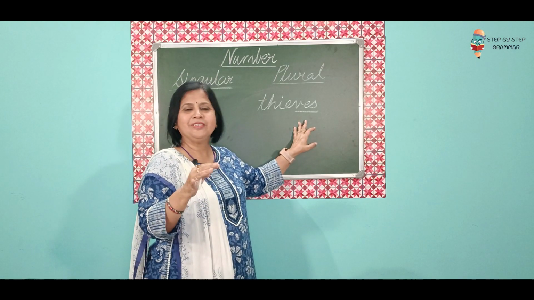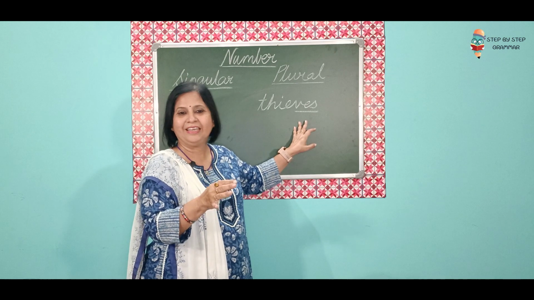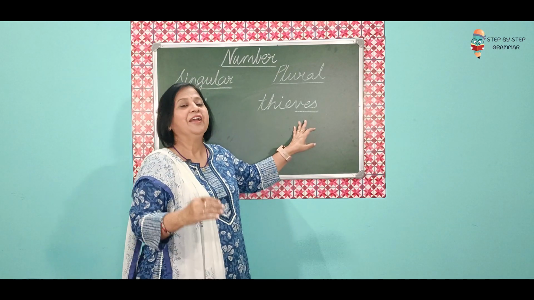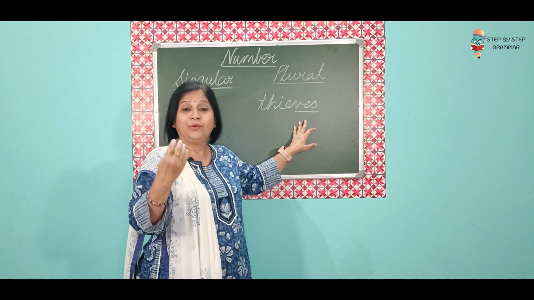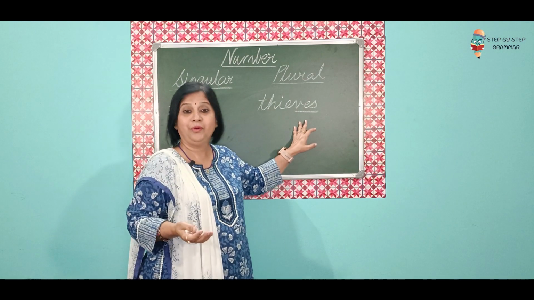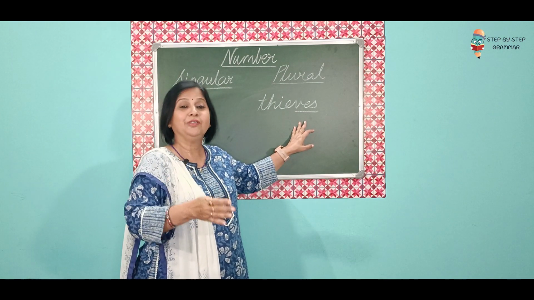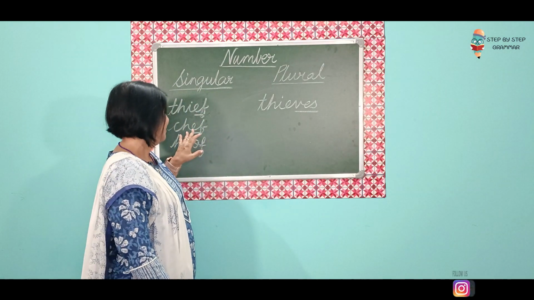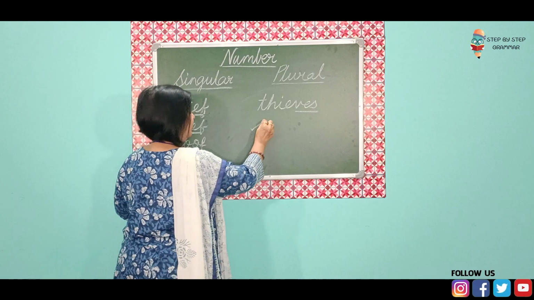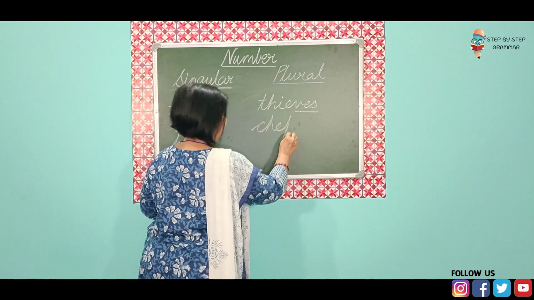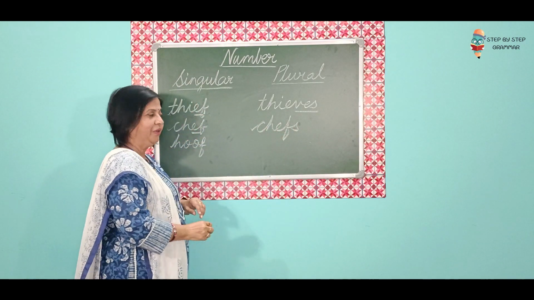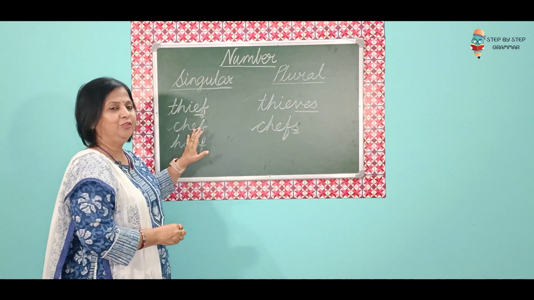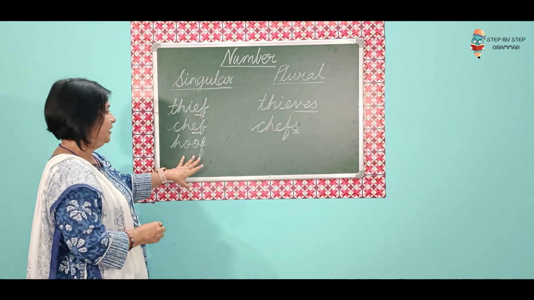English grammar always has some exceptions here and there. The same rule cannot be applied to each and everything. And as you keep on reading more and more, exploring more and more, you will come to know the differences. You will come to know about the exceptions also. So, chef will become chefs. Okay? So, we just add S to it. We are not dropping any letter.